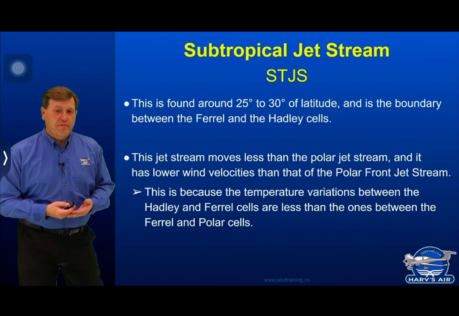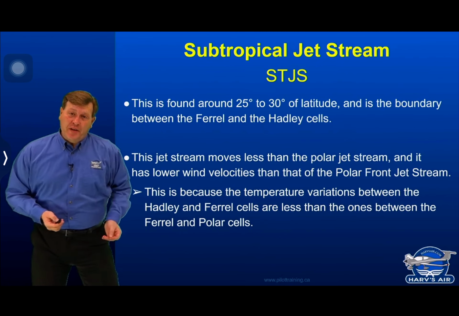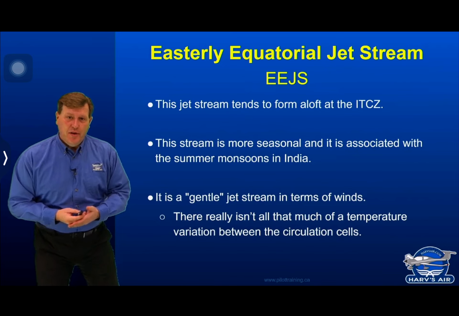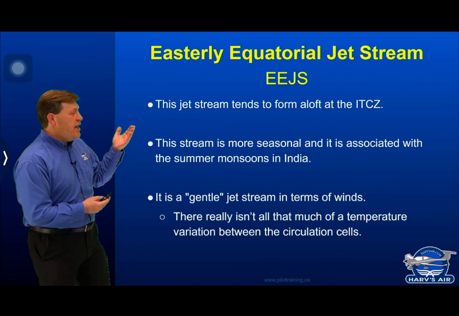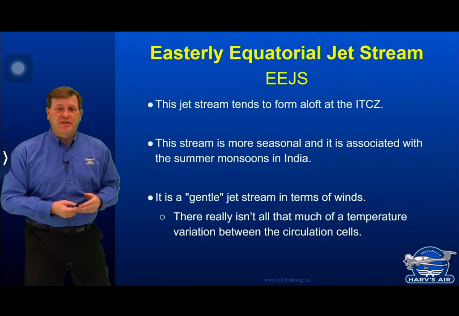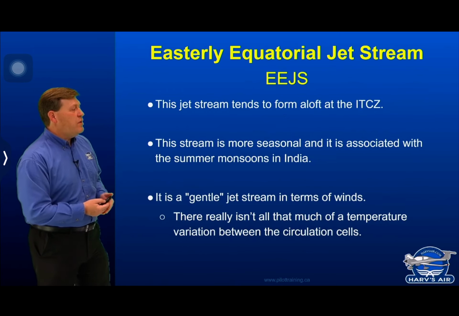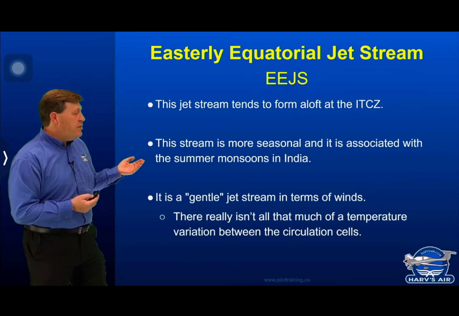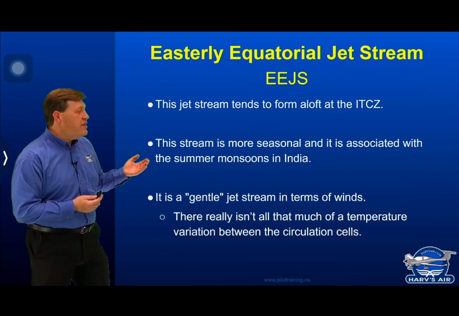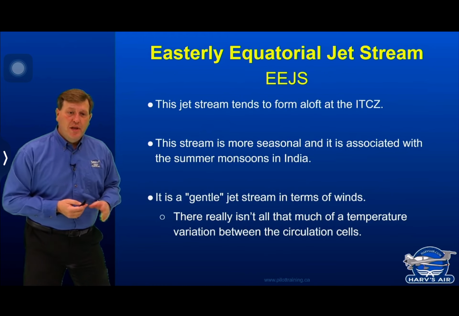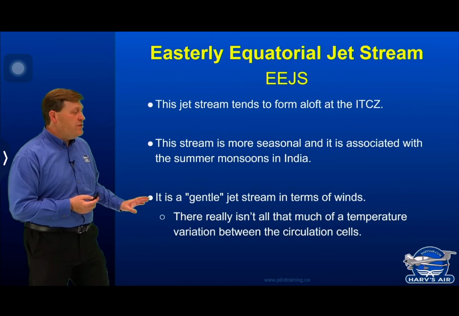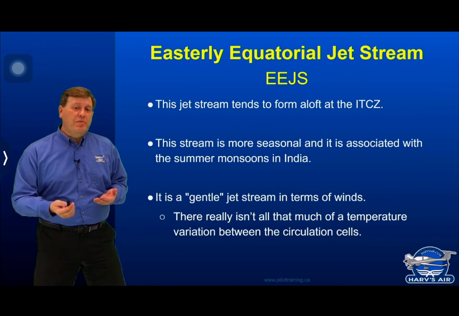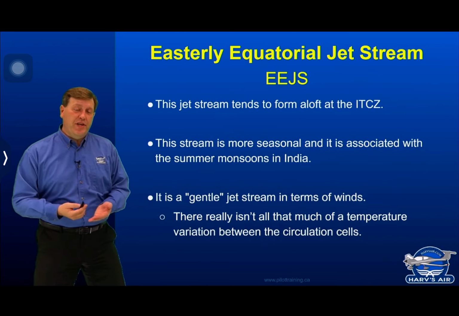And finally, to finish up this section on winds, we have the Eastern Equatorial Jet Stream, the EEJS. This jet stream tends to form aloft at the Intertropical Convergence Zone. This stream is more seasonal and it is associated with the summer monsoons in India. It is a gentle jet stream in terms of winds, and that's because there really isn't all that much of a temperature variation between the circulation cells.